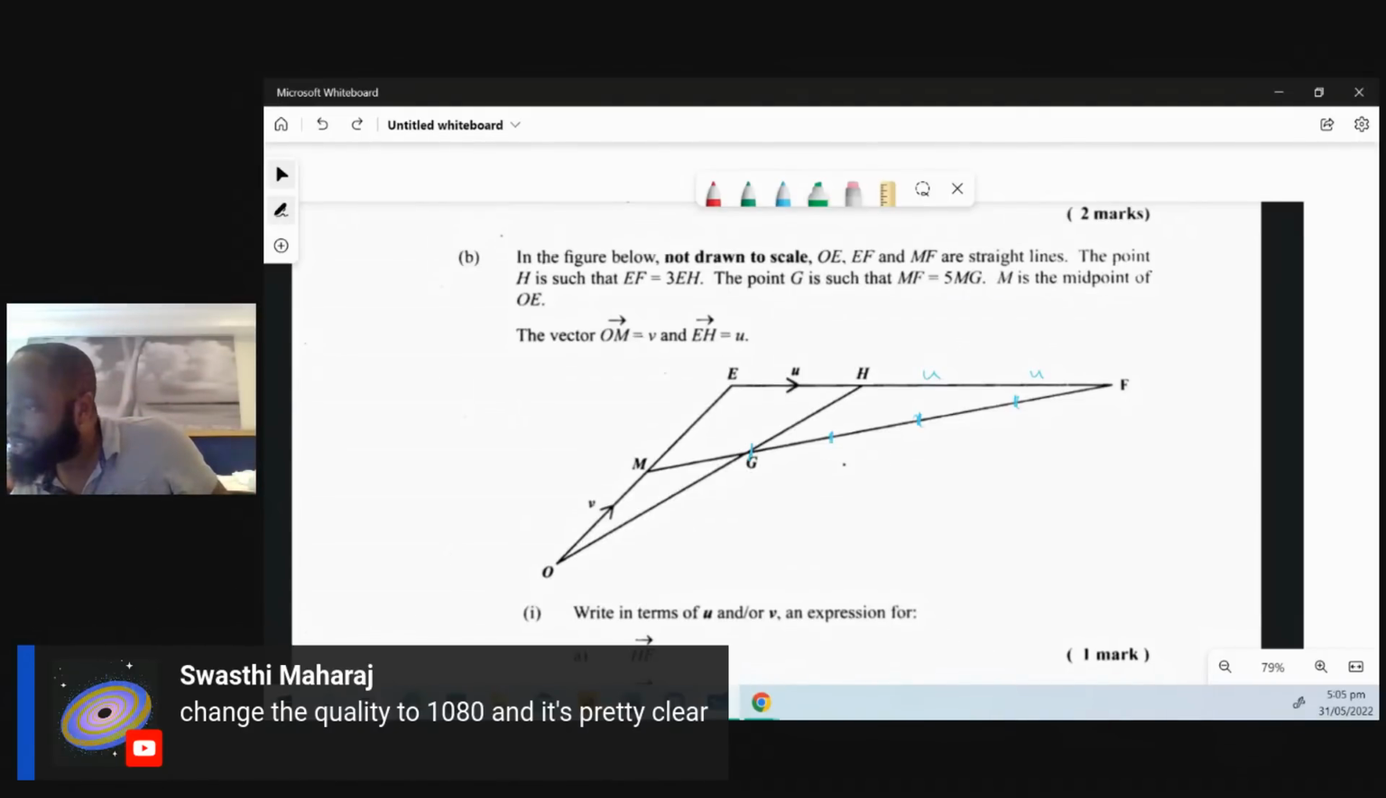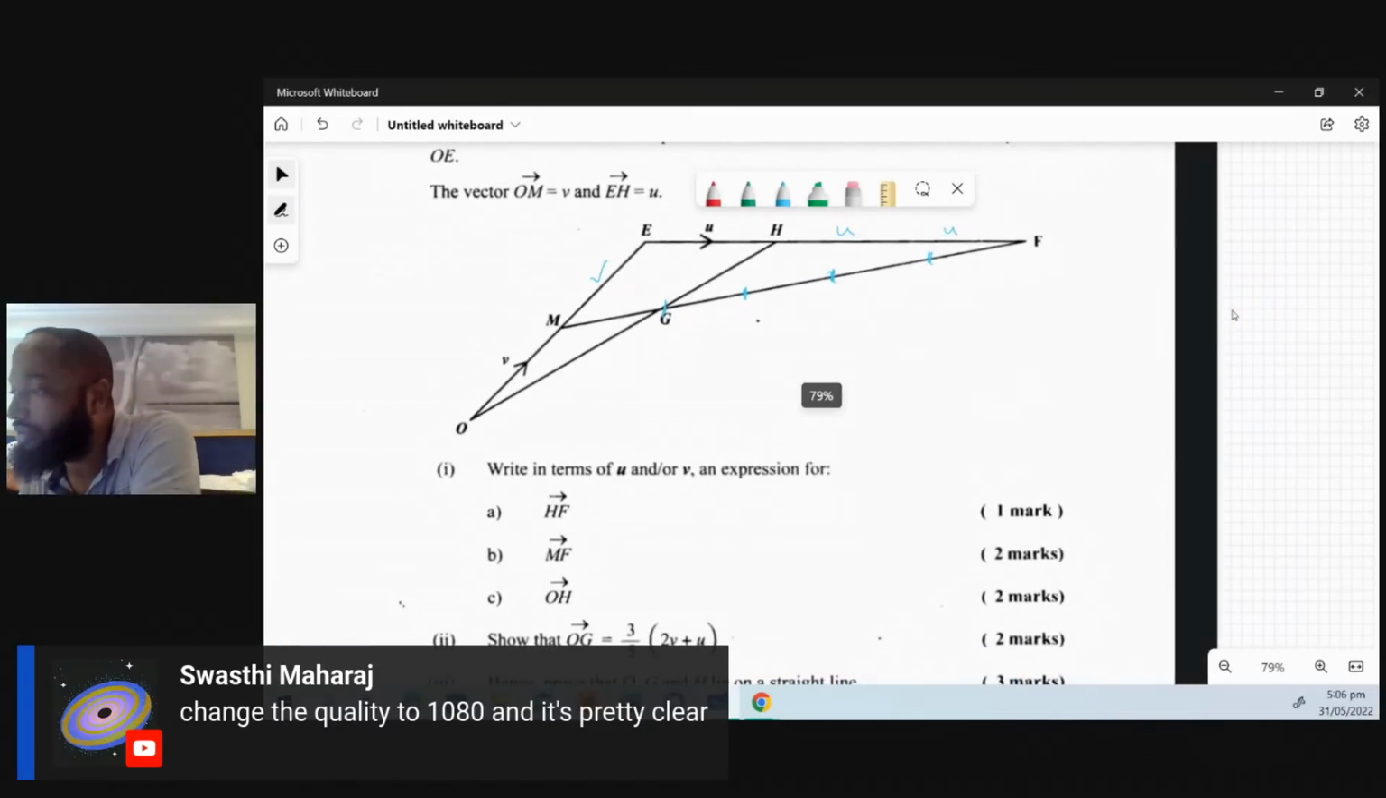M is the midpoint of OE, right? OM is V, so we have another V here. EH is U. Okay. Are you ready for them? Right, in terms of U and or V, find an expression for HF.